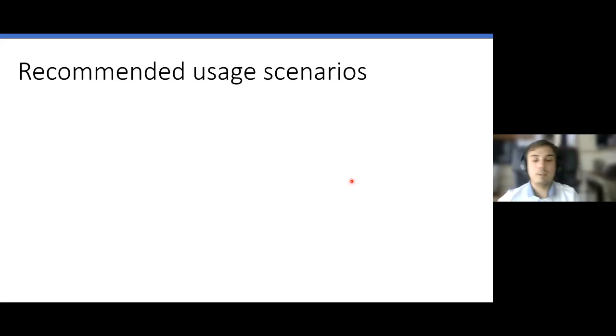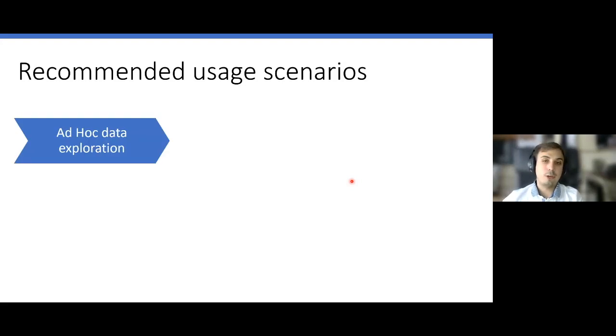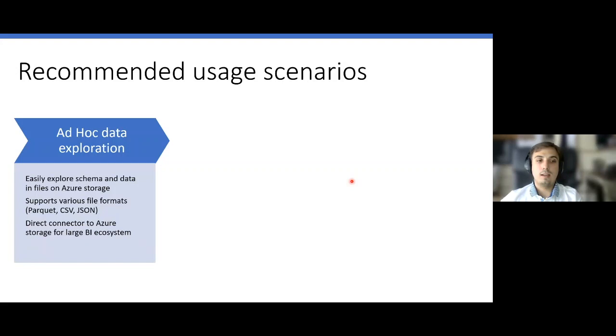There are 3 recommended usage scenarios. The first one is ad hoc data exploration. Ad hoc data exploration is a way where you can easily explore schema in data files on your Azure storage. It supports various file formats like Parquet, CSV, JSON. You can also use Synapse Link to query Cosmos DB. You can also query Delta Lake, which is now in public preview. This scenario serves as a direct connector to Azure storage for large BI ecosystems, and to find what your data actually is.